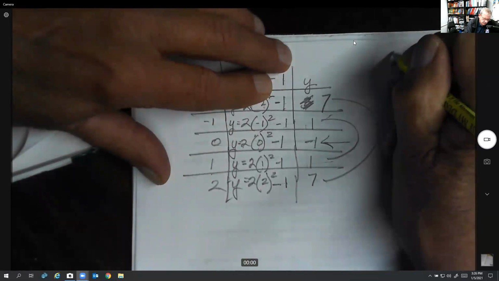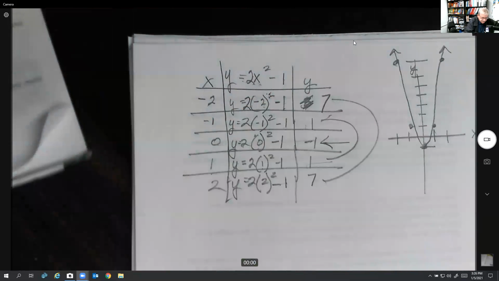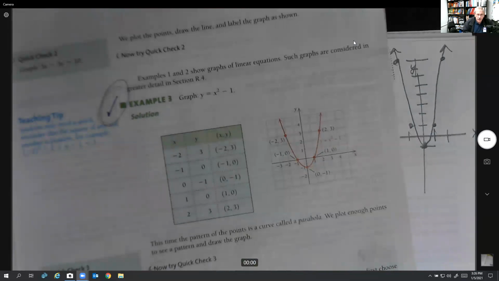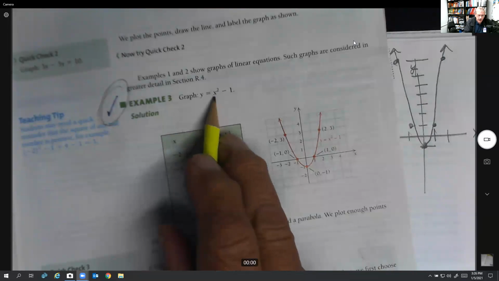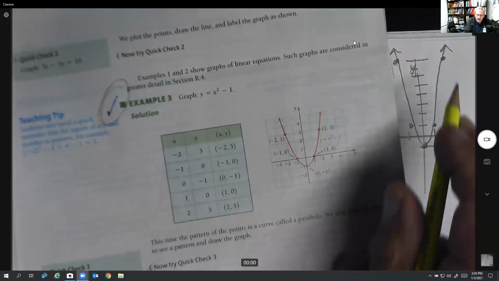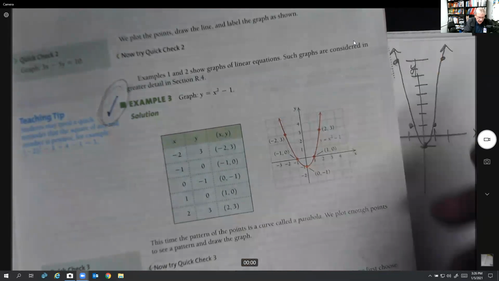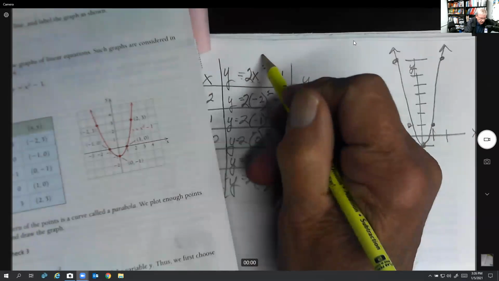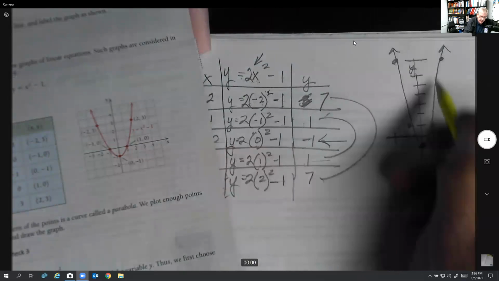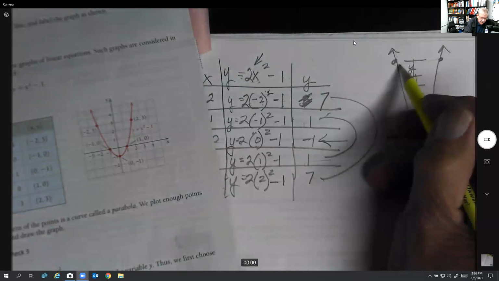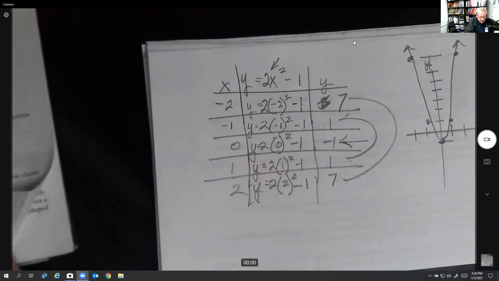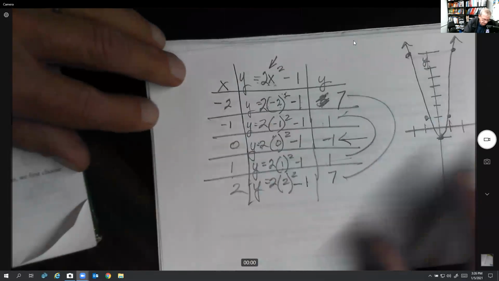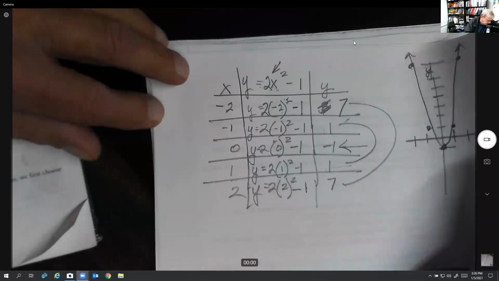If you compare this one to the one in the book, you notice that because this had an x squared, I put a 2x squared. You notice that mine is skinnier. And that's what's going to happen. If you put a coefficient in front, the graph becomes more narrow. The opening is more narrow. And if you put a fraction in there, it becomes wider. All right, let's try another one here.